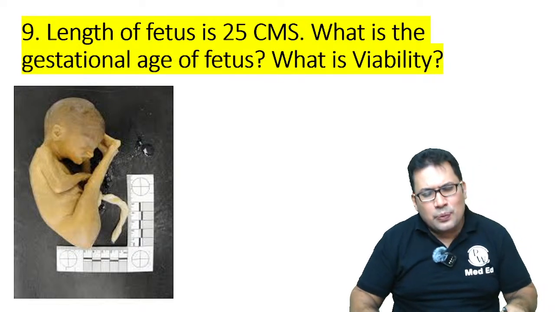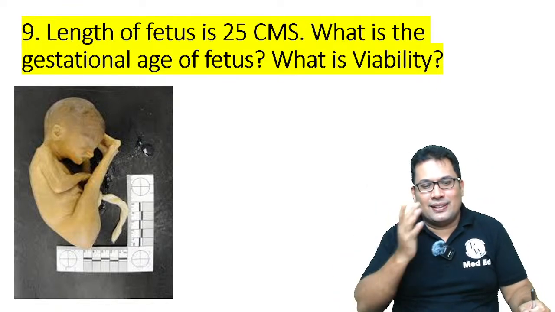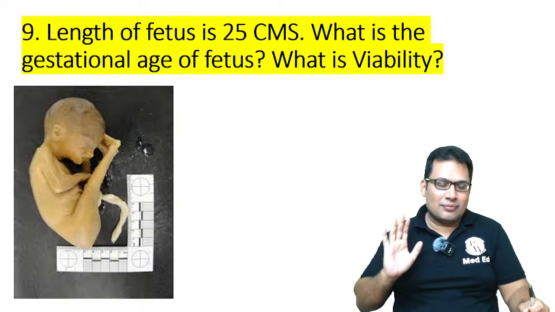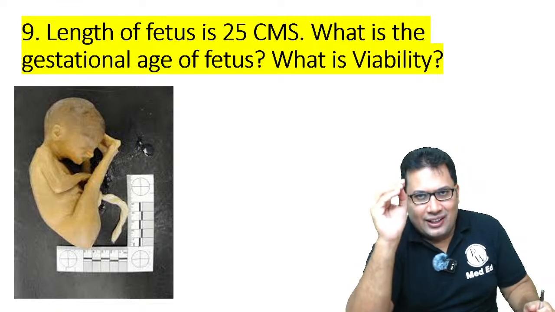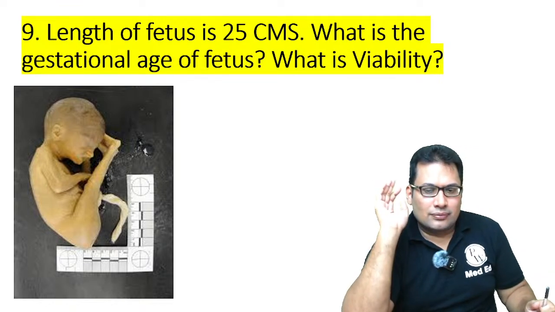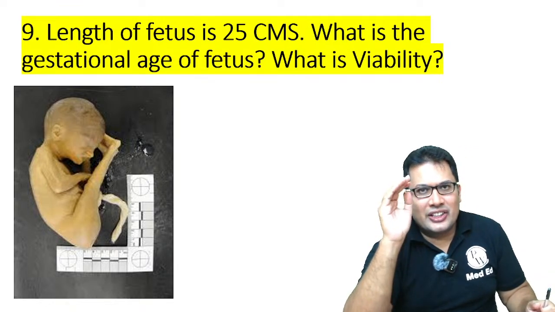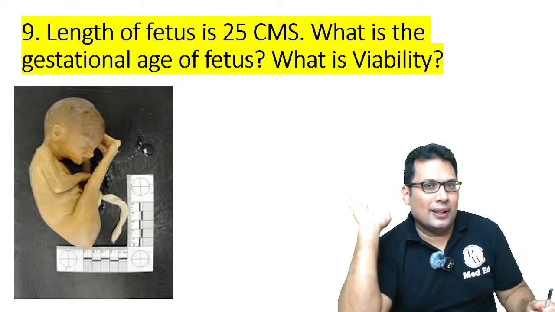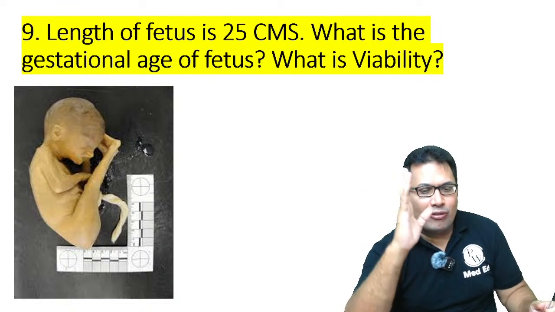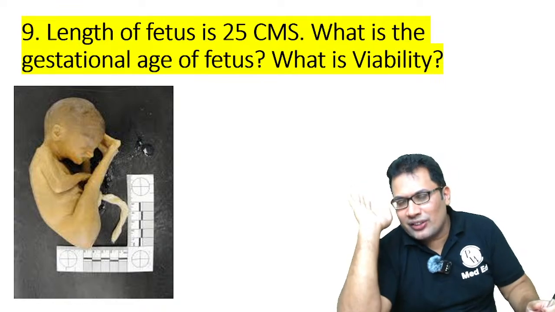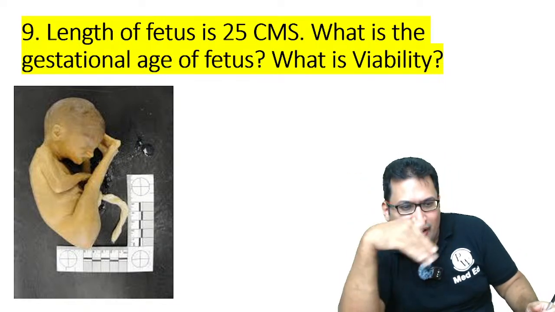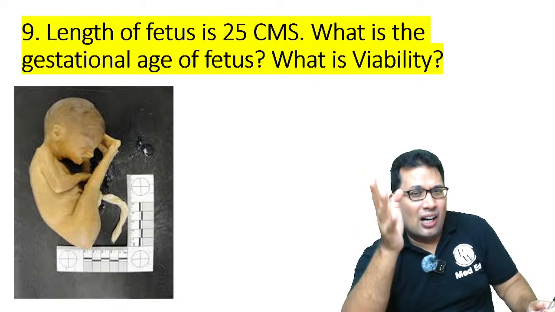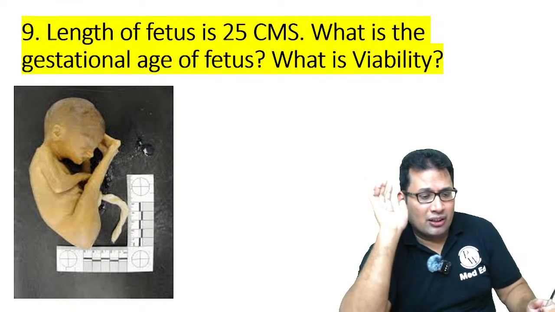Next one, a very important specimen is the fetus. The length of the fetus is 25 centimeters. What is the gestational age of the fetus? What do you mean by viability? This is how we frame the question in forensic spotters. A fetus photo can be given, or sometimes a wet specimen can be given.